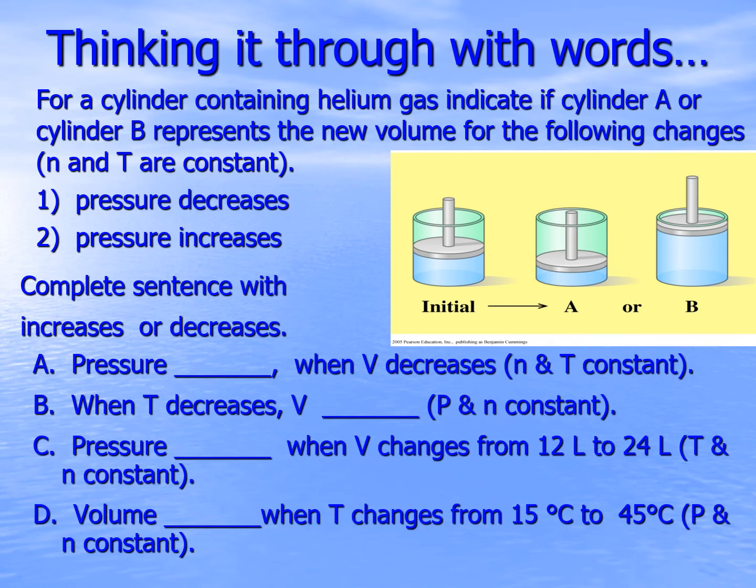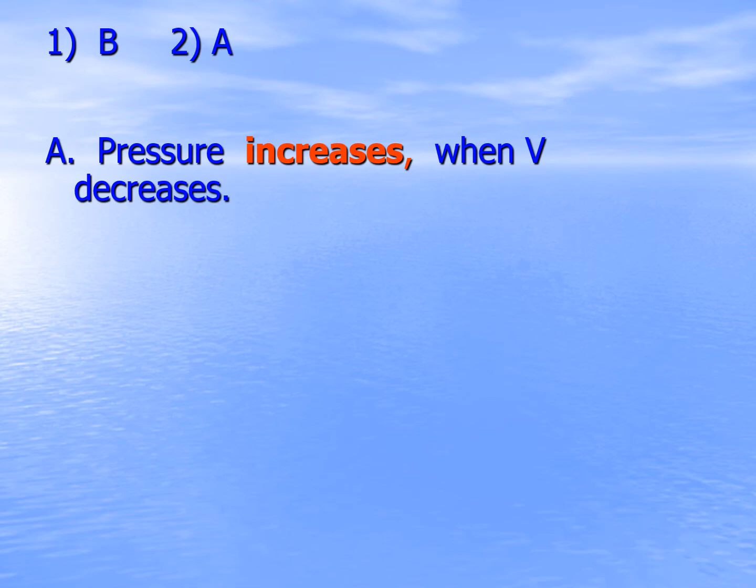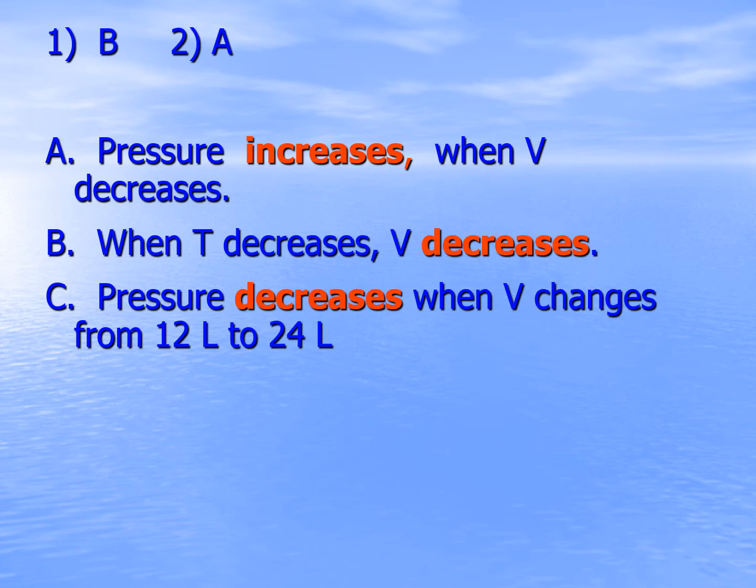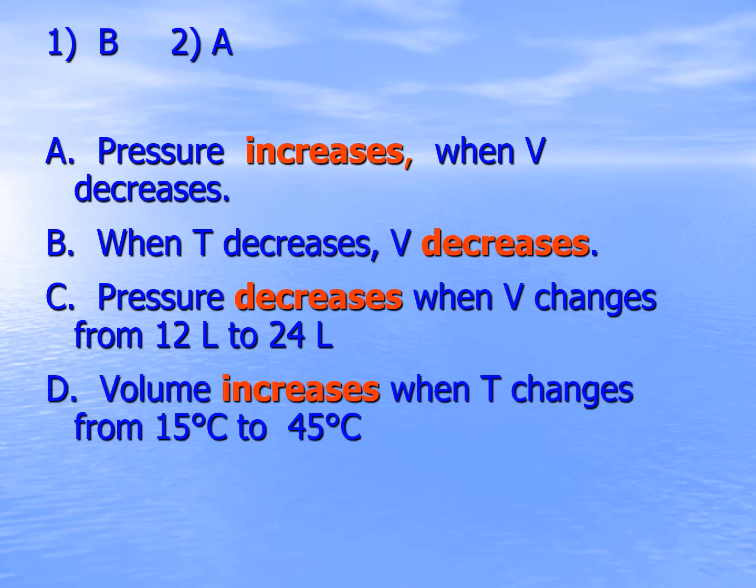Okay, if you jotted down your answers for these, you could check. Your number 1 should have been B, number 2, A. If you don't agree with those, maybe go back and reread those questions. In other words, slide your slider back to the left and take a look at the previous slide. A, you should have said increases. B, you should have said decreases. C was also decreases. And D would have been increases. Volume increases when temperature increases.